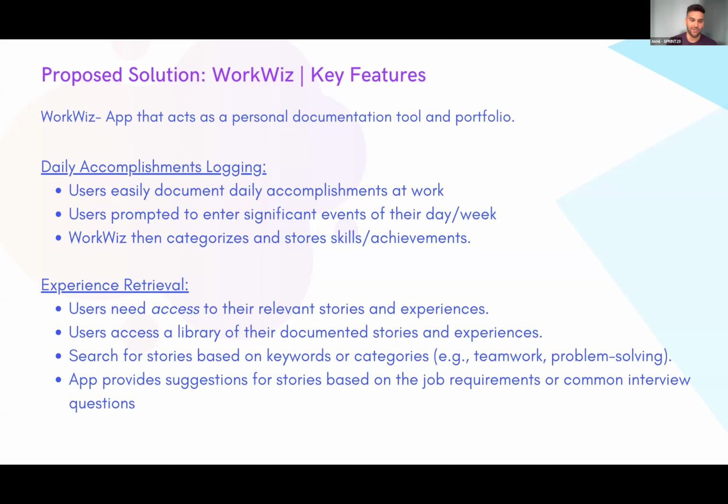Now, the problem is that users need access to those stories and experiences. And so what they'll get is essentially an option to search for stories based on keywords or categories, such as, give me a time when I gave some example of teamwork. When did I solve a problem? Have I ever worked through some kind of communication problem at work? The app will then provide suggestions for stories that the user has completed based on job requirements.